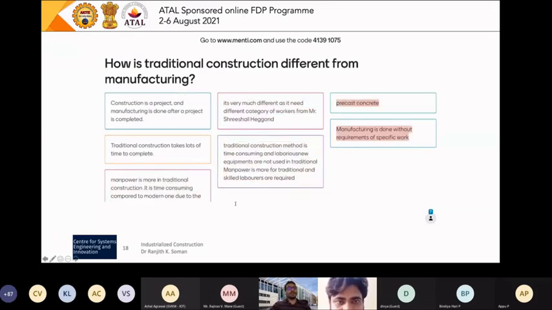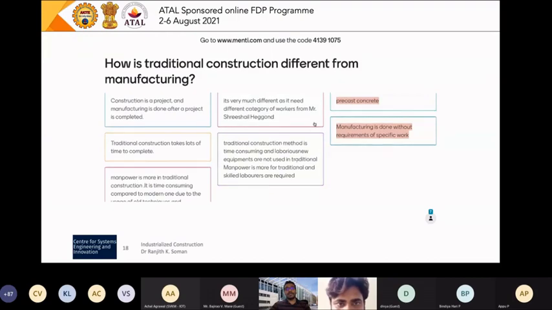Traditional construction takes a lot of time to complete. Yes, that's why we need a new method. Traditional construction is time consuming, labor, equipments are not used in traditional. Yes, that's a good observation. Manpower is more for traditional, skilled labors are required. True.